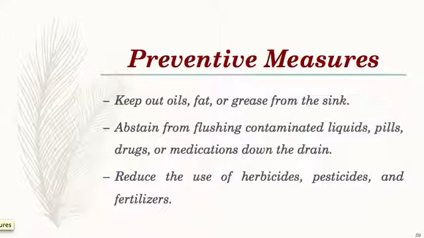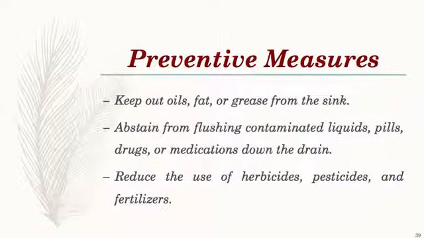So what could be the preventive measures in order to control all these types of pollution? Firstly, keep oil, fat and grease out of the sink. Desist from pouring cooking oil, fat or grease down the kitchen sink. Instead, keep a jar to collect all the fats, grease or oil, then discard it into the solid waste bin. Abstain from flushing contaminated liquids, pills, drugs and medication down the drain. These substances contain scores of toxic chemicals that destroy the quality of natural water systems. Instead, use the recommended disposal methods.